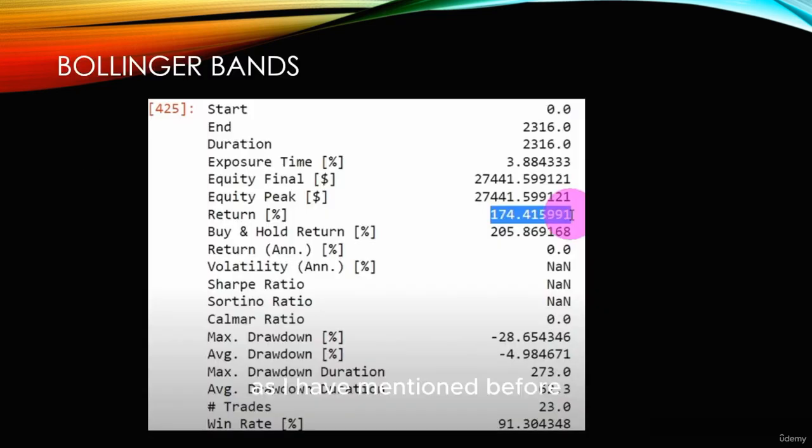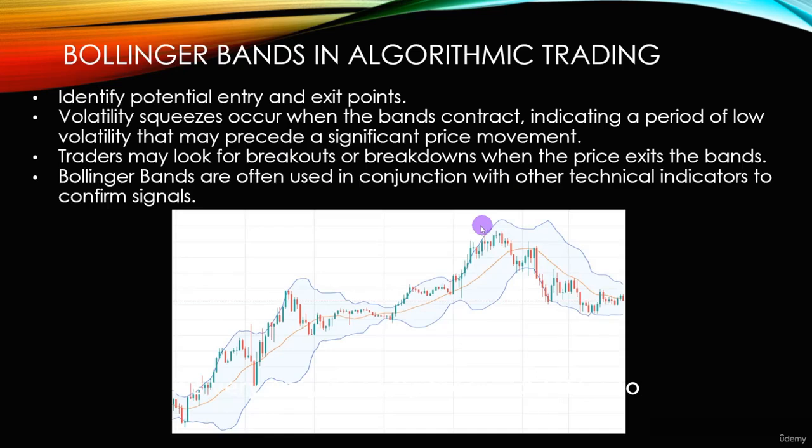As I have mentioned before, this is one of my favorite indicators, and I did try it in an algorithmic trading strategy. This is a backtest with the results, and it revealed around 174% in returns and around 91% win rate. There are ways of using these indicators. It's very easy to apply them, and they are very helpful and very useful for maximizing our profits.